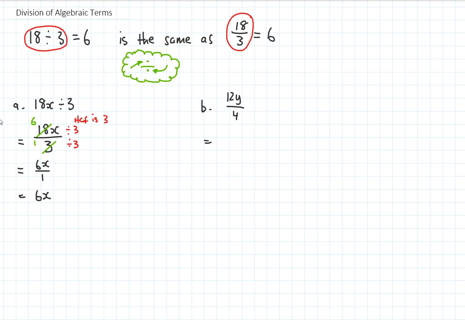Equals, 4 goes into the top and the bottom. So I'm going to cross that out again. It's a 1 there and a 3 there with my times tables. So therefore, my answer is going to be 3y, because it changes the denominator to a 1, and anything over 1 is just itself. So 3y. Okie dokie.